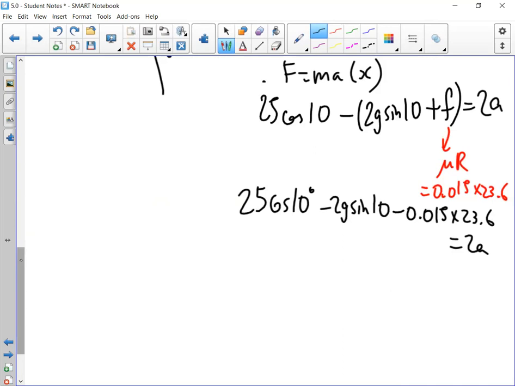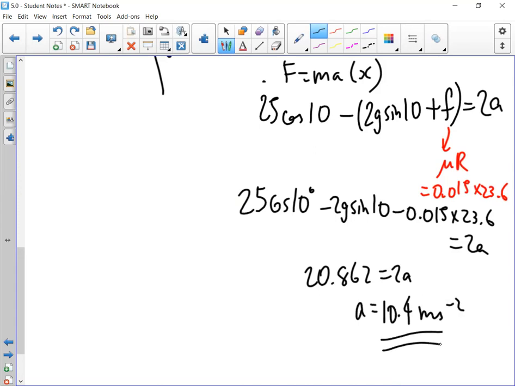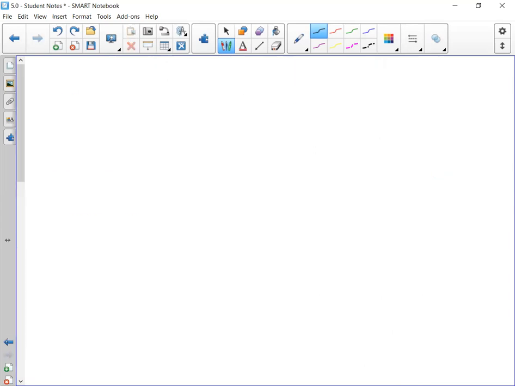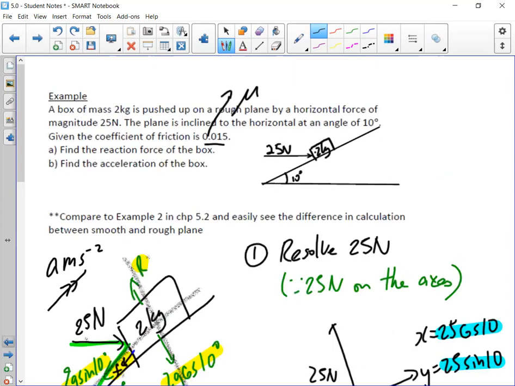I got 20.862 equals 2a, divide by 2. I got 10.4. I usually round to 3 significant figures in mechanics. So 10.4 meters per second squared. All right, and that's the end of chapter 5.3.